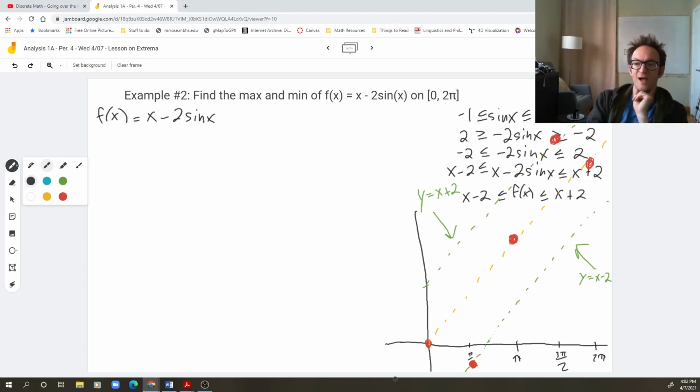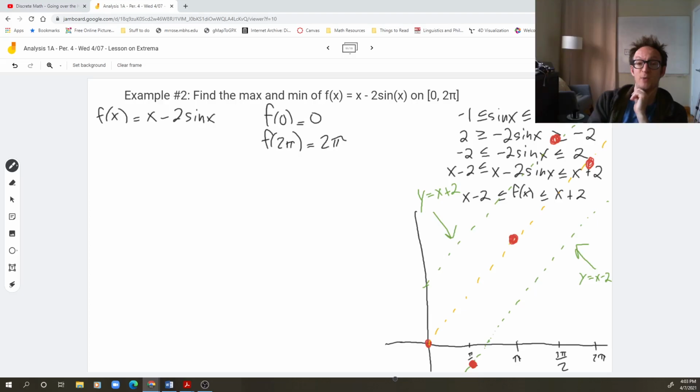All right, let's finally do the problem. What is the problem? Oh, I'm supposed to look at the function. I'm supposed to check the endpoints. So maybe we'll do that over here. So f of 0 is 0, and f of 2 pi, of course, sine of 2 pi is 0, so I just get 2 pi. So, good.